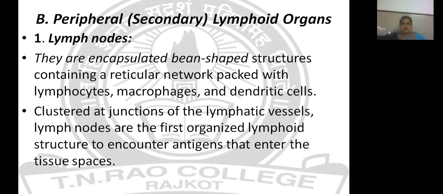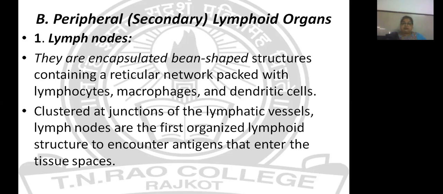They are clustered at the junction of lymphatic vessels. Like the circulatory system that is made up of artery, vein, and small capillaries, the lymphatic system circulates tissue fluid or body fluid throughout the body, and it is made up of lymphatic vessels. The lymphatic vessels join together at particular places, and that is called a lymph node.